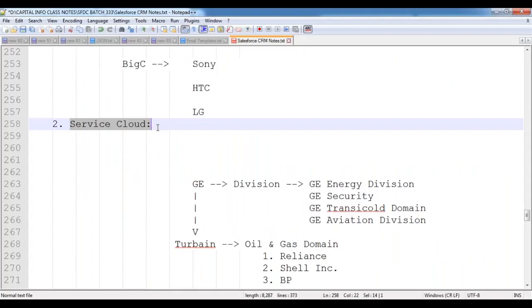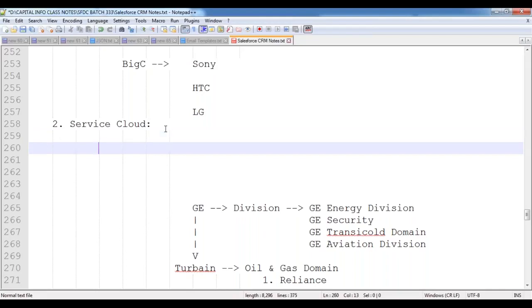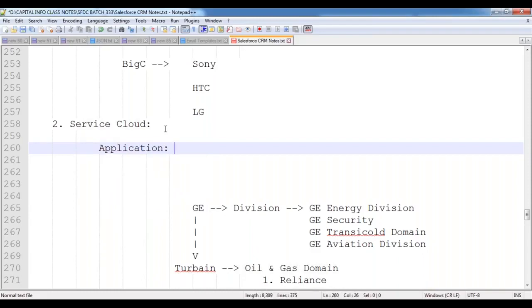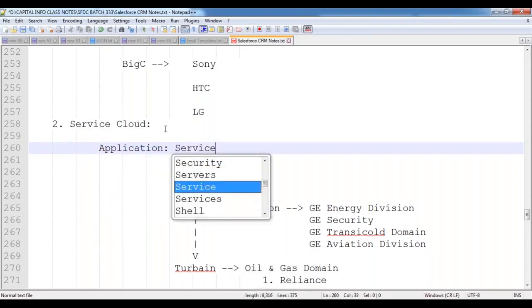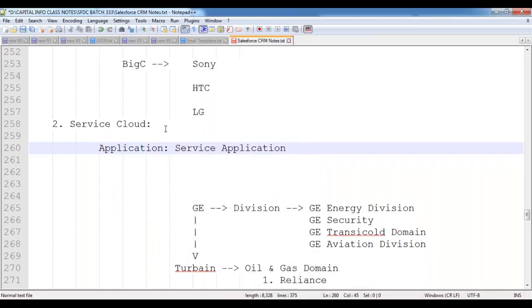To automate all these processes, we are using Service Cloud features. By using the Service Cloud features, we can automate all the service processes which we are following inside the organization, which we use upon giving the services to the customers. Now, how can we automate here? In order to automate all the service processes, we use an application called Service. Salesforce provides one ready-made application called the Service application. By using this Service application, we can automate all the service processes.